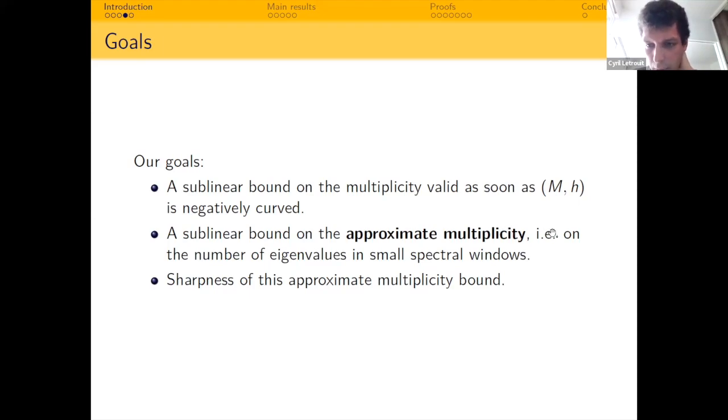And it's just a very classical problem. It's to bound the number of eigenvalues in small spectral windows. And in fact, they are pretty small, the ones we consider, but it's better than just bounding the multiplicity. It means you are able to say that there are not more eigenvalues than this in this spectral window. And finally, although our bounds on the exact multiplicity are not sharp, I mean, we are not able to prove it at least, the bound on approximate multiplicity is sharp. And it will show that these bounds with G over log G or something like this are indeed the right bounds if we are considering approximate multiplicity.